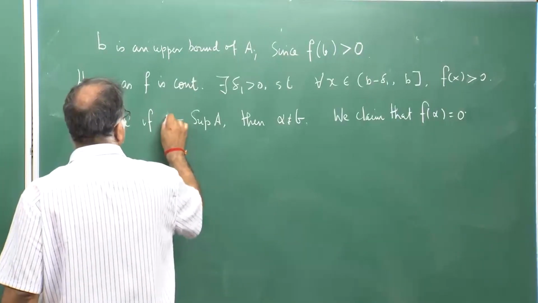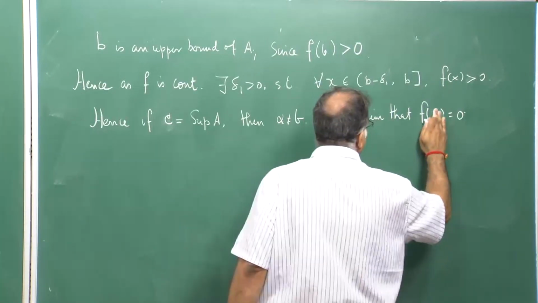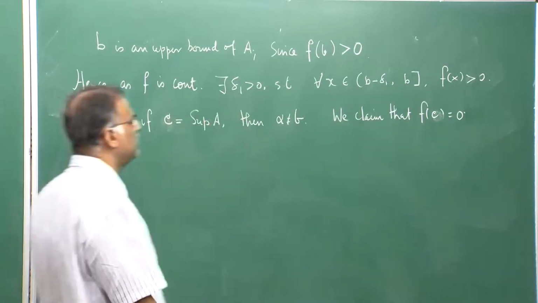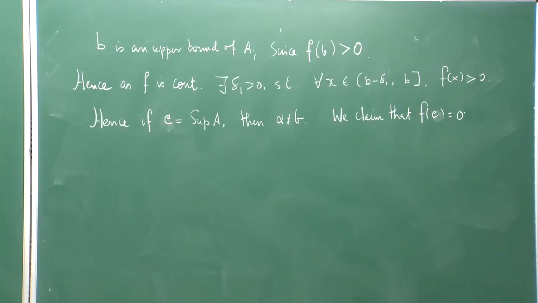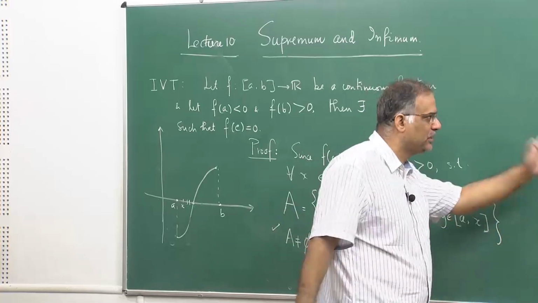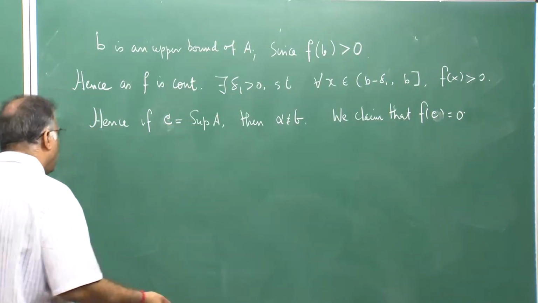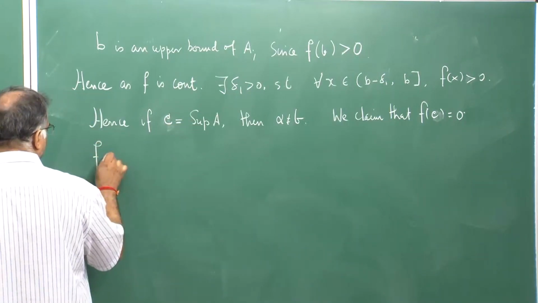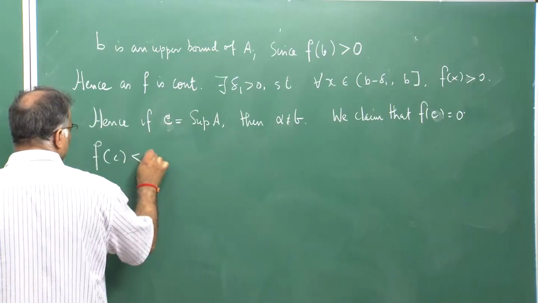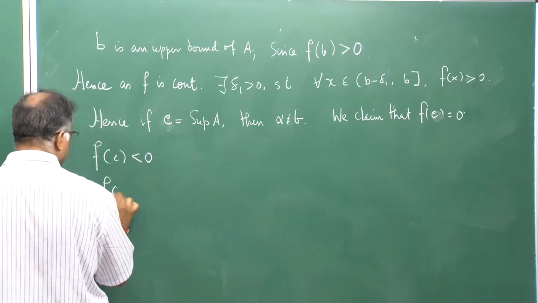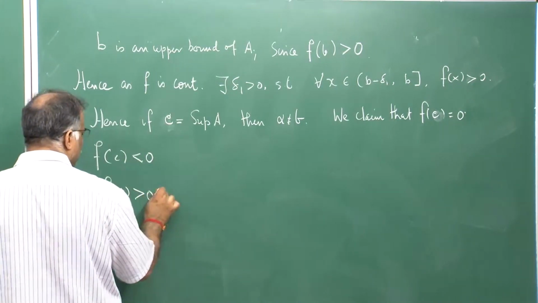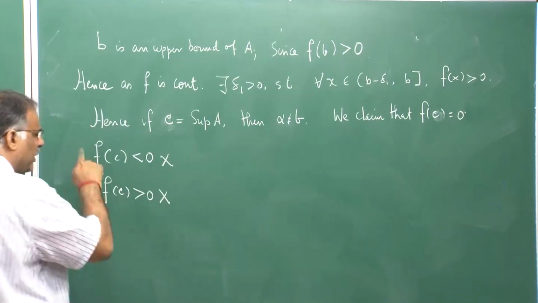If c is equal to supremum, then we are going to prove that fc is equal to 0, because we have written c here. So, let us put c equal to that. We claim that fc is equal to 0. So, how do you do it? We have to say fc strictly less than 0 and fc strictly greater than 0, these two cases are not possible, it cannot take these values.